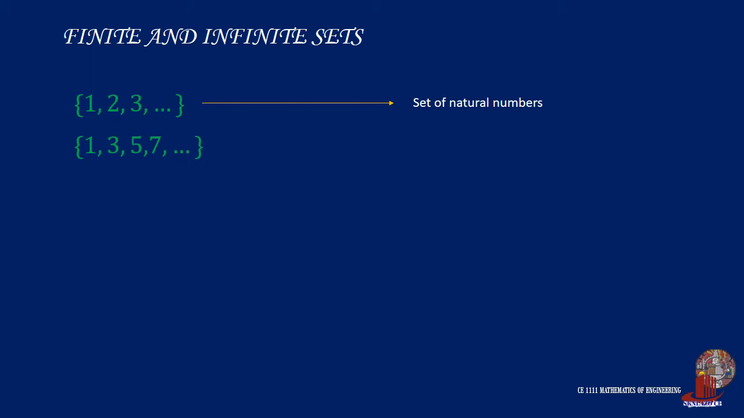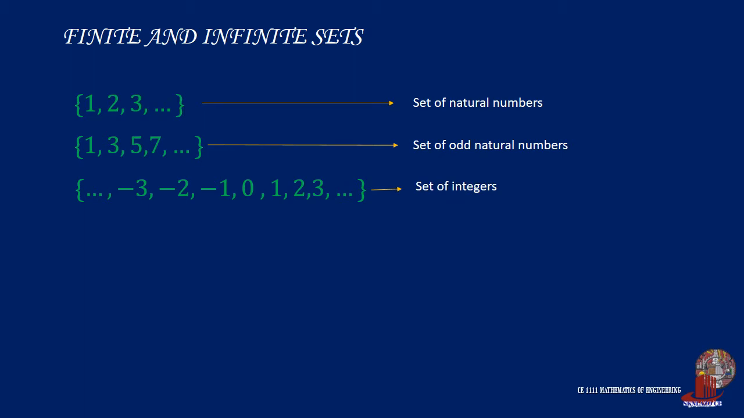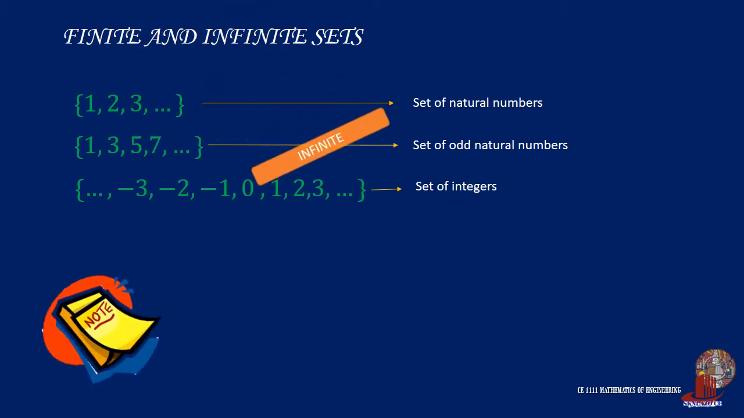Another example would be the set of odd natural numbers. Lastly, with the elements -3, -2, -1, 0, 1, 2, 3, and so forth, this would be the set of integers. All of these sets are infinite. We can also note that not all infinite sets can be described in the roster form. For example, the set of real numbers cannot be described in this form because the elements of this set do not follow any particular pattern.